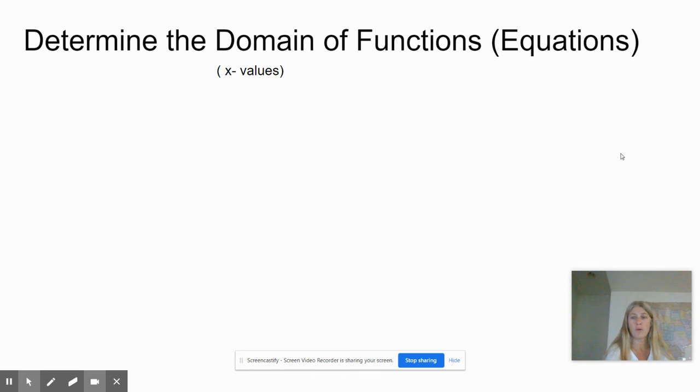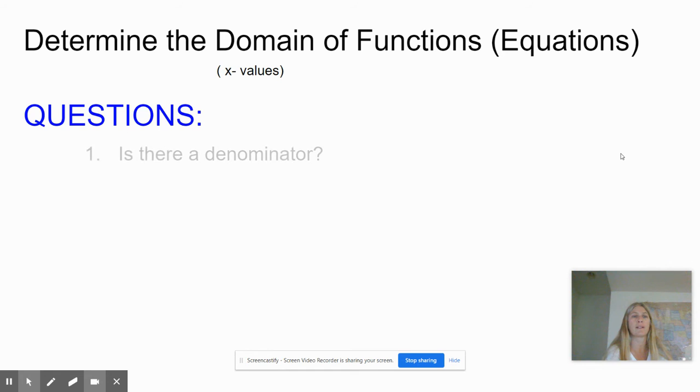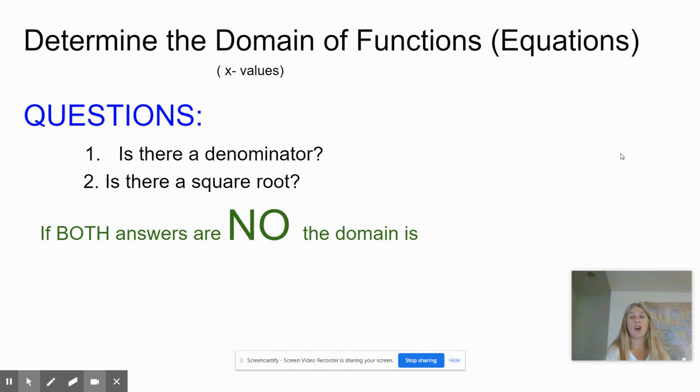So the domain, of course, is our x values that we're going to be looking at. So we're going to look at an equation and see which values of x we can put into that equation to get an answer. And we're avoiding those values of x that if we plug in, we get an error message or a can't divide by 0 message. So there's two questions you ask yourself as soon as you see an equation. The first is, is there a denominator? The second question is, is there a square root? Now, if both answers are no, there is not a denominator, there is not a square root, then you're done, and your domain is all real numbers.